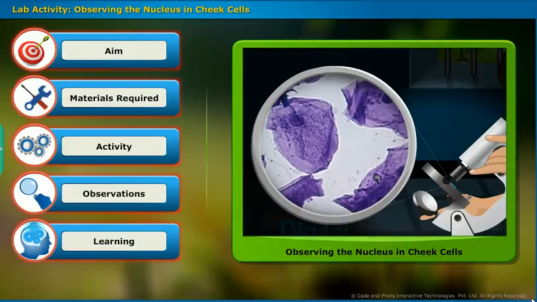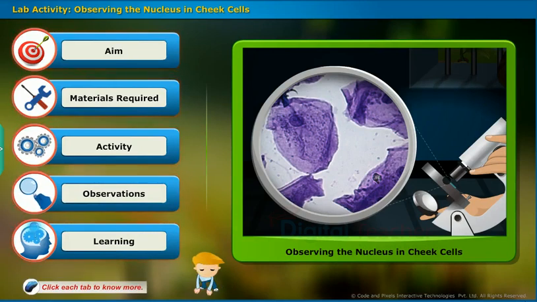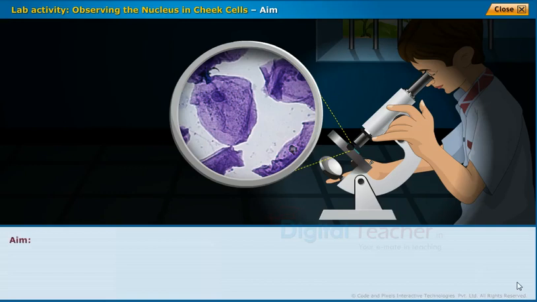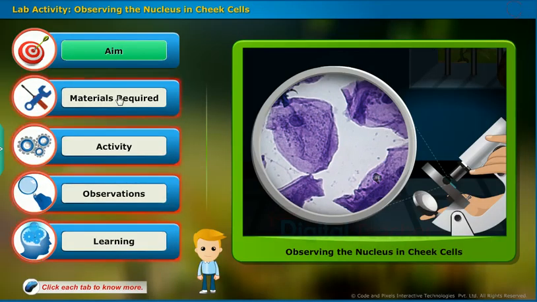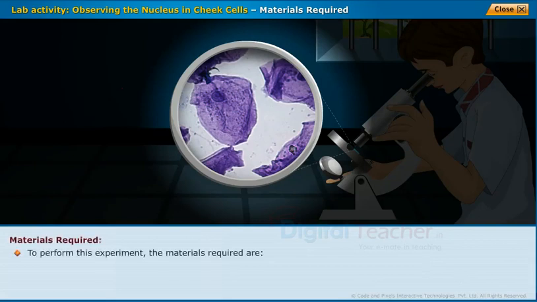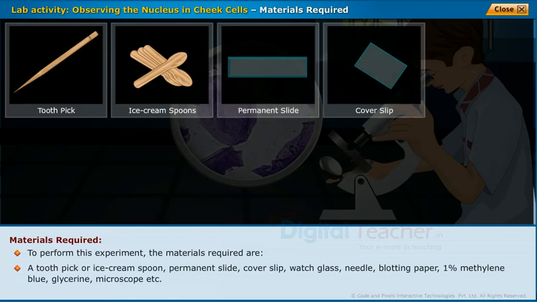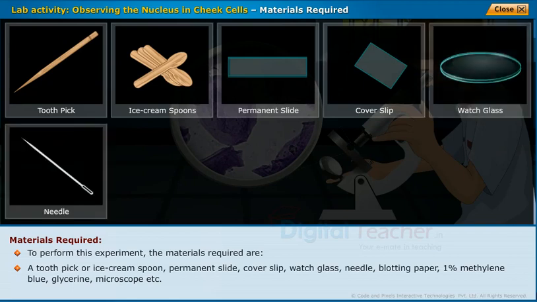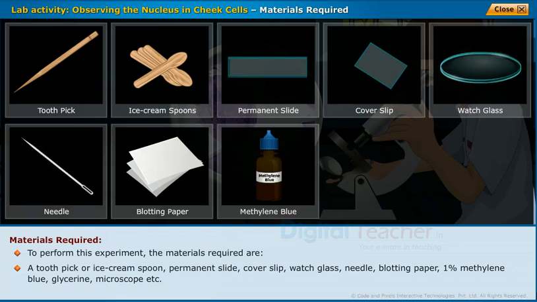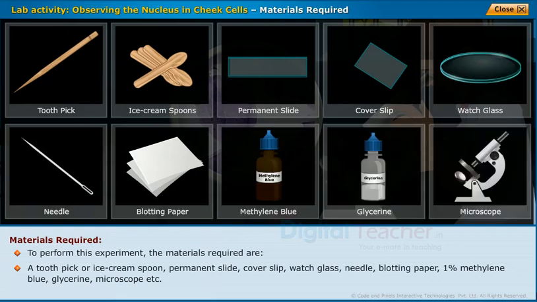Here, let us perform an activity to observe the nucleus in cheek cells. Click each tab to know more. To observe the nucleus in cheek cells. To perform this experiment, the materials required are a toothpick or ice cream spoon, permanent slide, cover slip, watch glass, needle, blotting paper, 1% methylene blue, glycerin, microscope, etc.